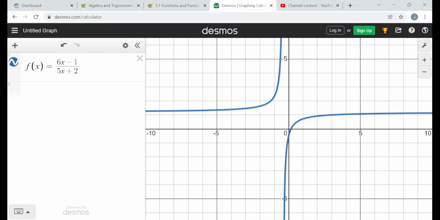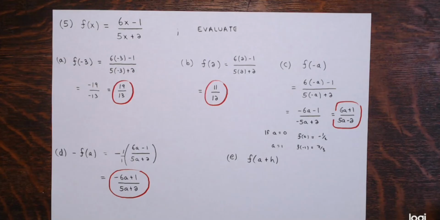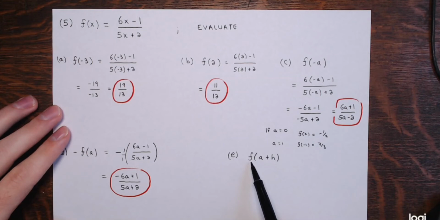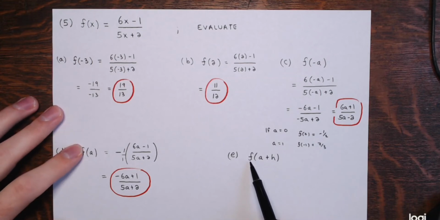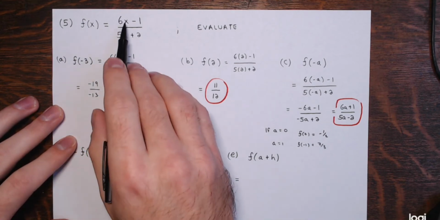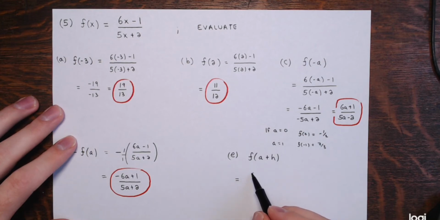All right, and then finally, for this example, just like in number 4, part E, number 5, part E is the function f again. So not the opposite of f, but just f again. So we'd be on that blue graph, the original graph, of a plus h. So again, the input is the quantity a plus h. I go through and replace all the x's with the quantity a plus h. So the numerator is 6 times the quantity a plus h minus 1, and the denominator is 5 times the quantity a plus h plus 2.